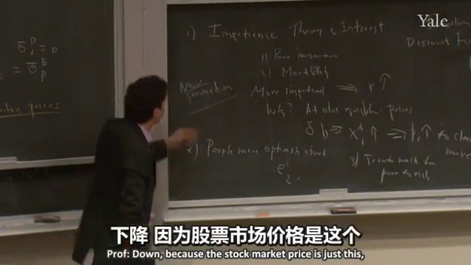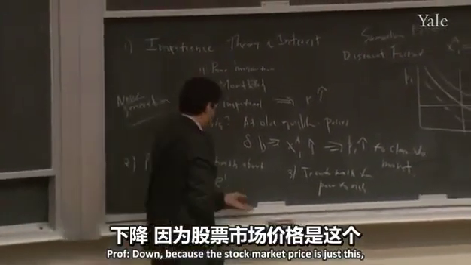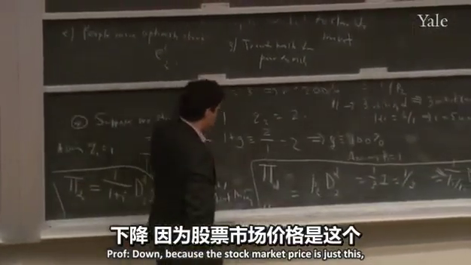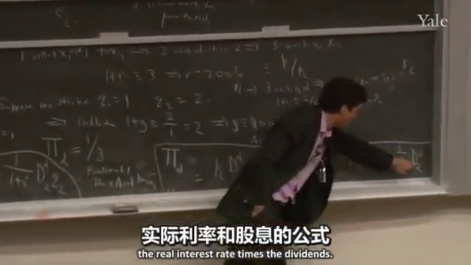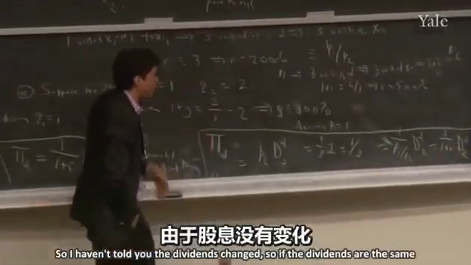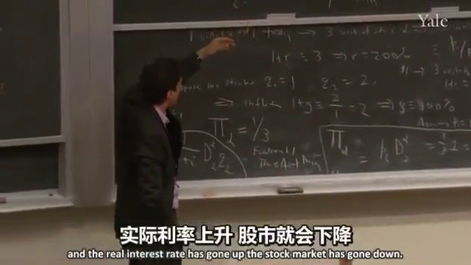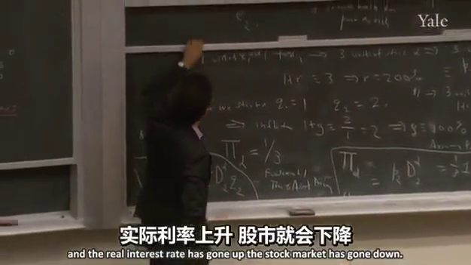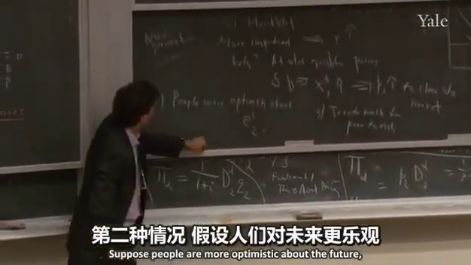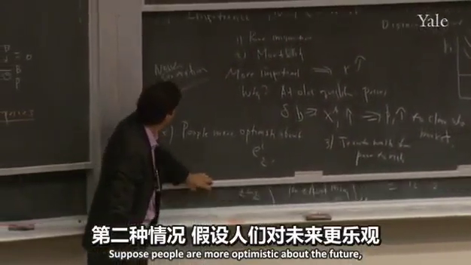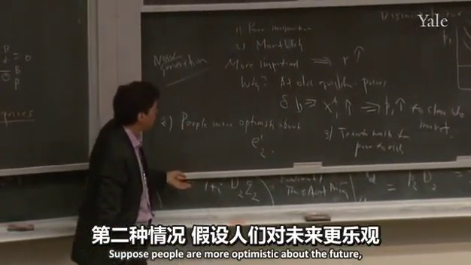Down, because the stock market price is just the dividend divided by the real interest rate. So I haven't told you the dividends changed. So if the dividends are the same and the real interest rate's gone up, the stock market's gone down. So what happens if, suppose people are more optimistic about the future.